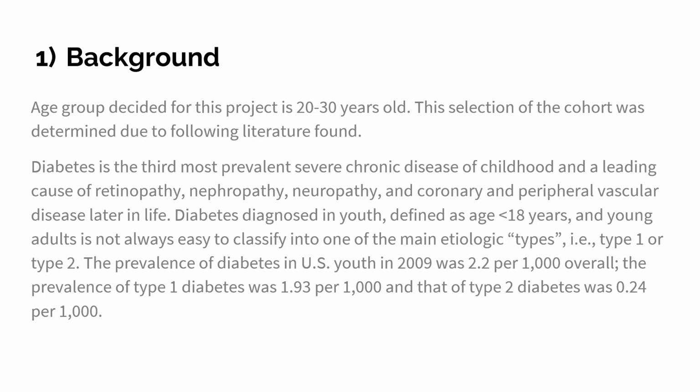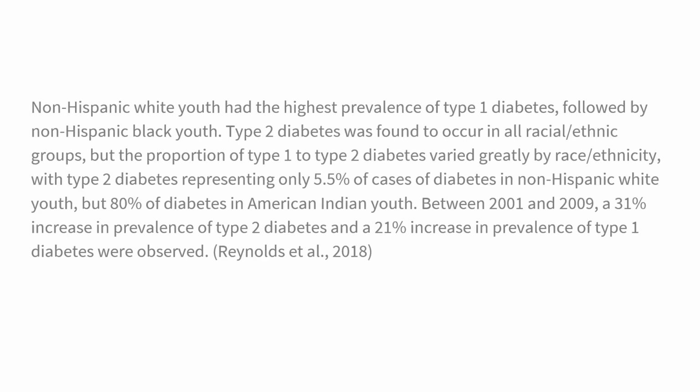The prevalence of diabetes in US youth in 2009 was 2.2 per 1,000 overall. The prevalence of type 1 diabetes was 1.93 per 1,000, and that of type 2 diabetes was 0.24 per 1,000. Hispanic white youth had the highest prevalence of type 1 diabetes, followed by non-Hispanic black youth. Type 2 diabetes was found to occur in all racial or ethnic groups, but the proportion of type 1 to type 2 diabetes varied greatly by race or ethnicity, with type 2 diabetes representing only 5.5% of cases of diabetes in non-Hispanic white youth, 80% in American Indian youth.